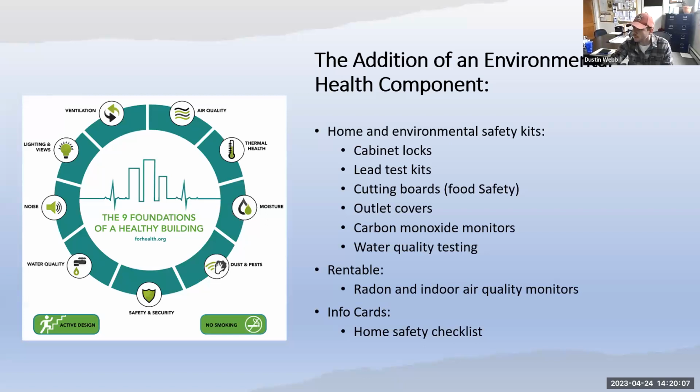So what we plan to do is establish home safety kits to elevate the well-being within the residential setting. We plan to incorporate things like cabinet locks, lead testing kits, water quality testing, carbon monoxide monitors, if we can satisfy that funding. And then the development of info cards, kind of a checklist to ensure adequate living environments for our community members here.